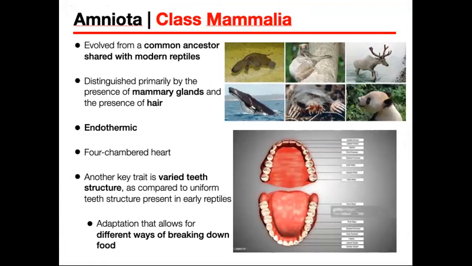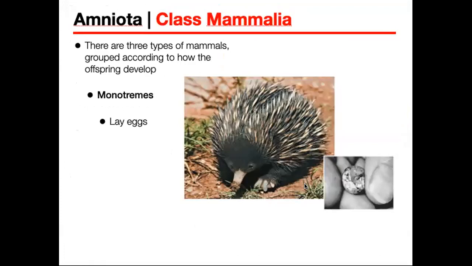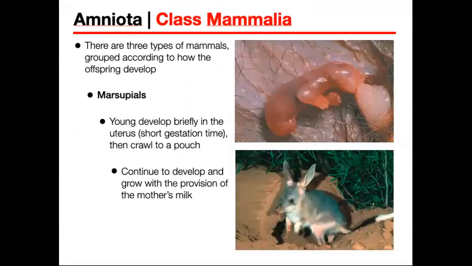Okay? And further, mammals are classified into three types, no? We have these egg-laying mammals we call the monotremes. An example for that one would be this echidna. Okay? You also have your marsupials, no? Marsupials, just like kangaroo, but in the picture, no, that's an example of a brush-tailed possum. You also have your greater bilby, no, wherein the young would briefly develop in the uterus, okay, and would later on crawl to the pouch of the mother, okay, and this developing young would continue to grow with the provision of the mother's milk. Okay?